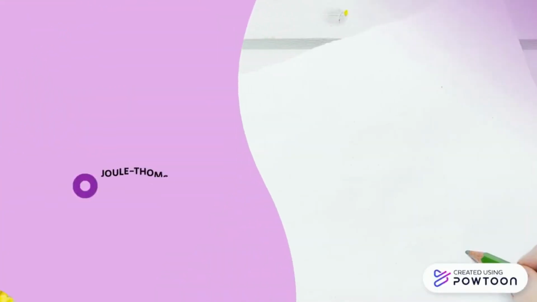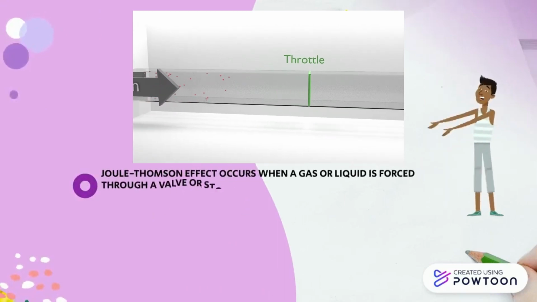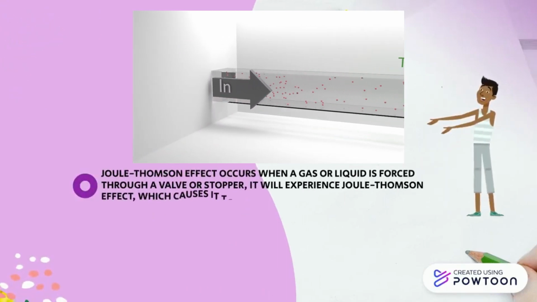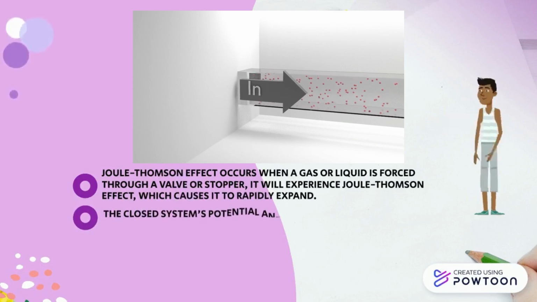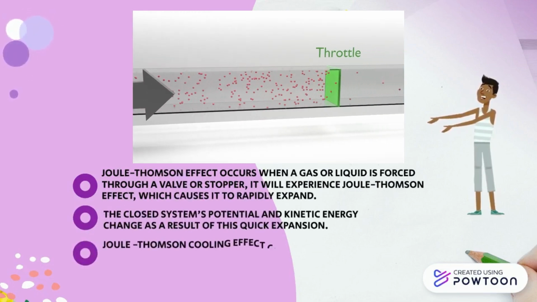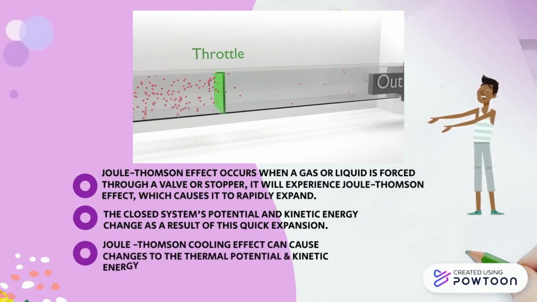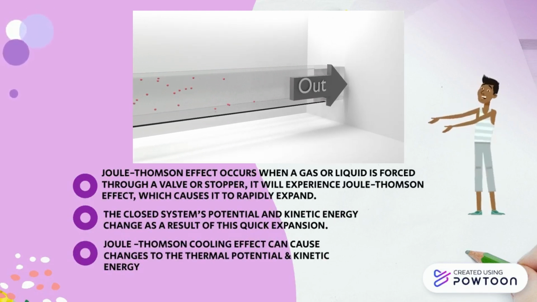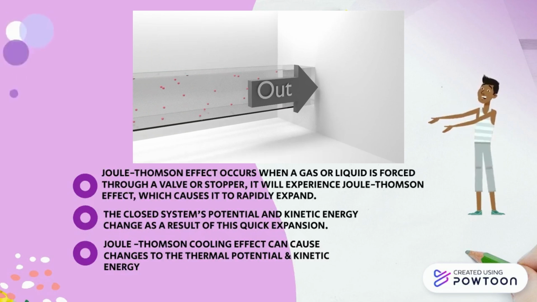The Joule-Thomson effect occurs when a gas or liquid is forced through a valve or stopper. It will experience the Joule-Thomson effect, which causes it to rapidly expand. The closed system's potential and kinetic energy change as a result of this quick expansion. The Joule-Thomson cooling effect can cause changes to the thermal potential and kinetic energy.